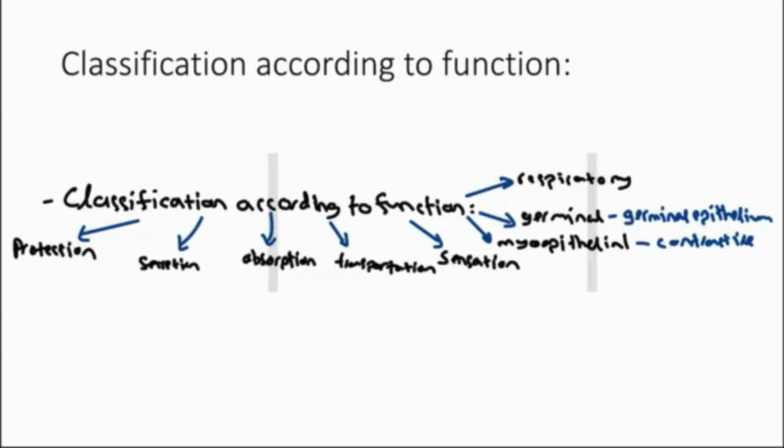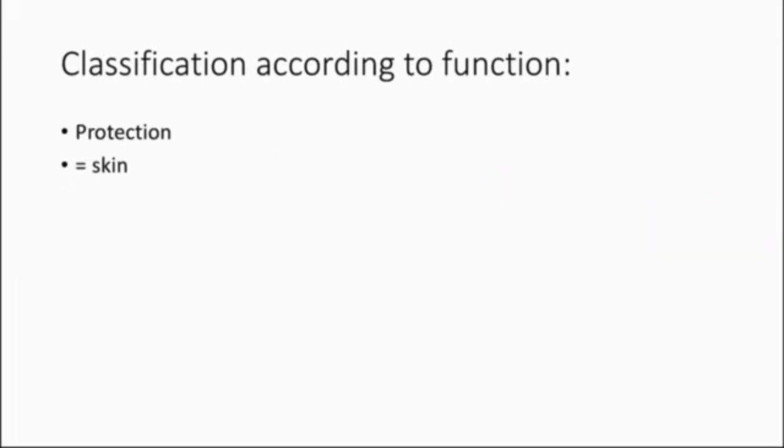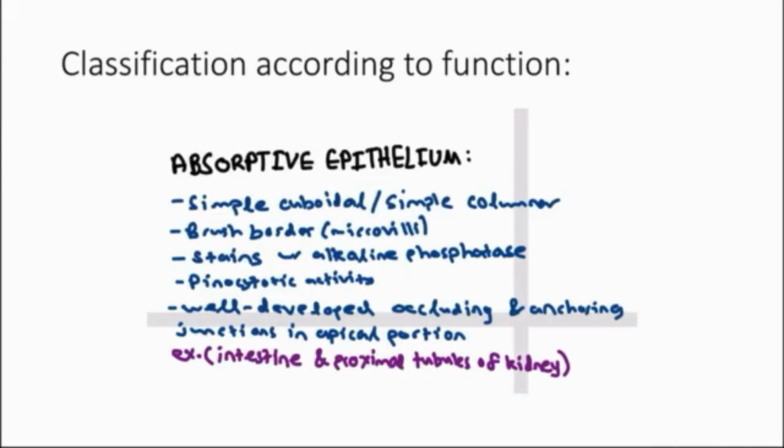Now, epithelium can be divided into 8 functions: protection, secretion, absorption, transportation, sensation, myoepithelial, germinal, and respiratory. To get it out of the way, we have protection. Protective epithelium is, for example, the skin. The function is clear from the name, a physical barrier, as in the skin. There's also secretory, which lines the glands, for example. And there's also absorptive epithelium.